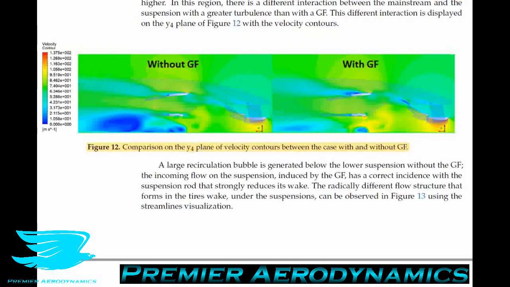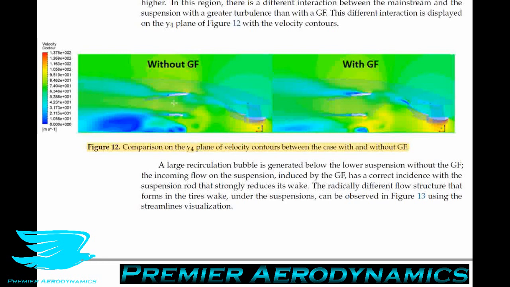So this major change to the tire's wakes can be more clearly seen here, where without the Gurney flap you see a massive wake, and this is from the jetting vortex system. With the Gurney flap, this wake is almost completely taken care of, so it's quite clear why we get such a drop in the drag.